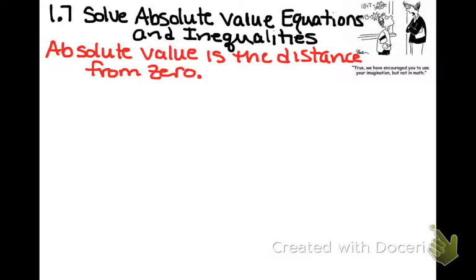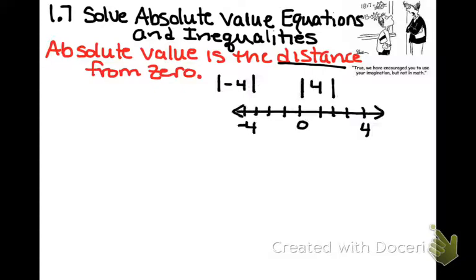Lesson 1.7, solve absolute value equations and inequalities. Absolute value is the distance from 0. For instance, if I had the absolute value of -4 and the absolute value of 4, both are equidistant from 0, and I'll show you that on a number line. So when I take the -4 out of the absolutes, it's 4 places to 0: 1, 2, 3, 4. I take out the +4 from absolutes, and it's still 4 places to 0: 1, 2, 3, 4.